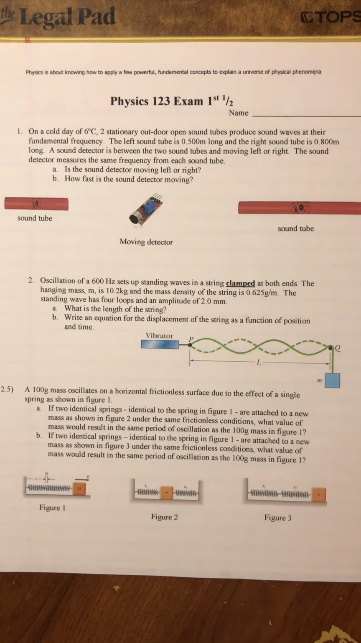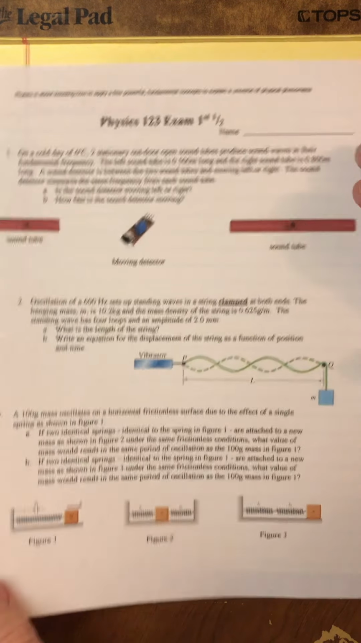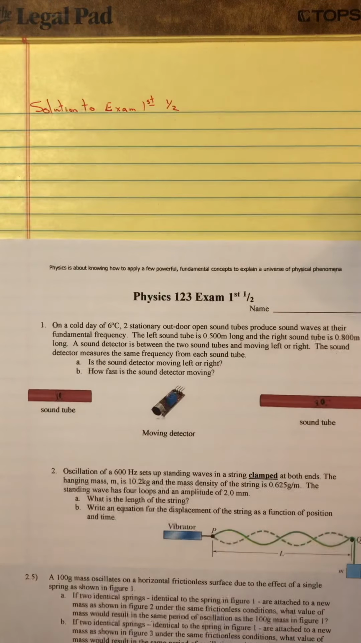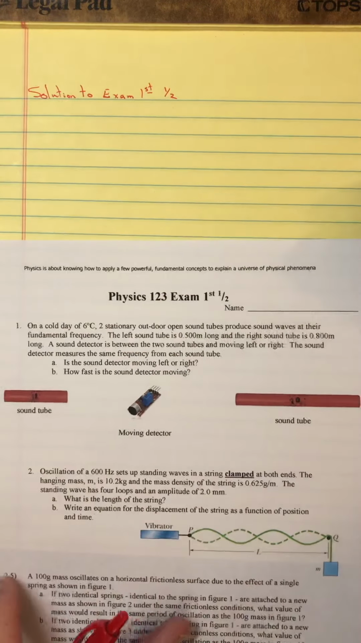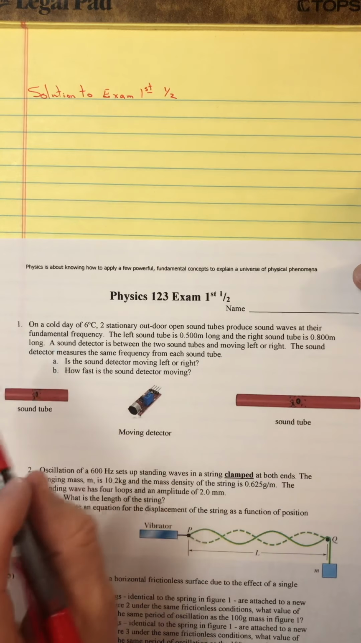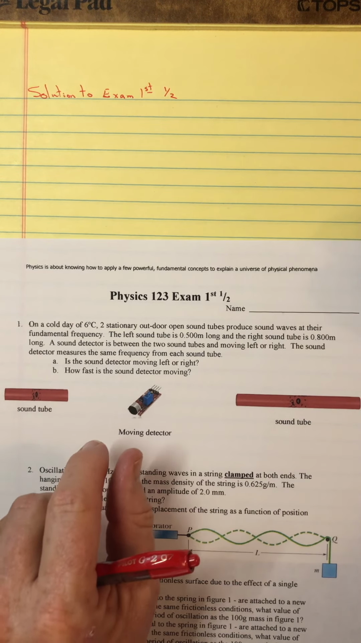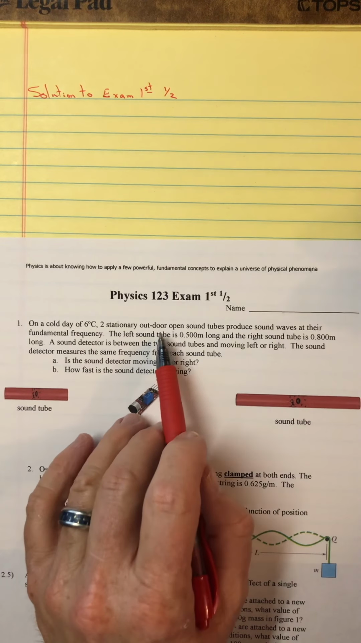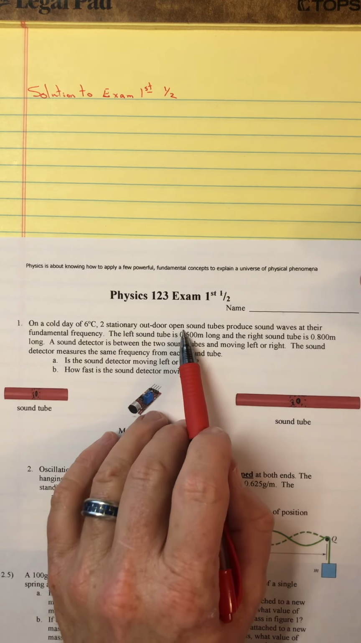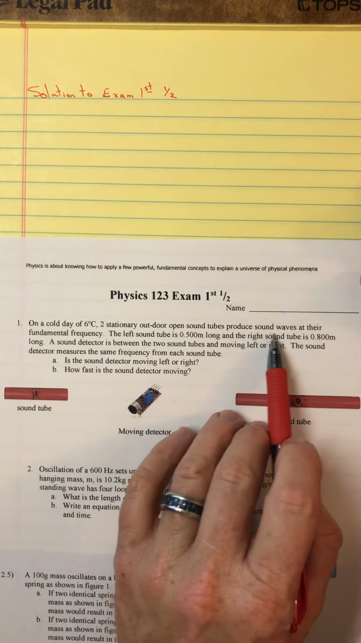Okay, class, why don't we go over the exam and you can get a feel, hopefully, for how you did here. All right, let's start with number one. I'll just write out the solutions here, but it says on a cold day of 6 degrees, stationary outdoor open sound tubes produce sound waves.